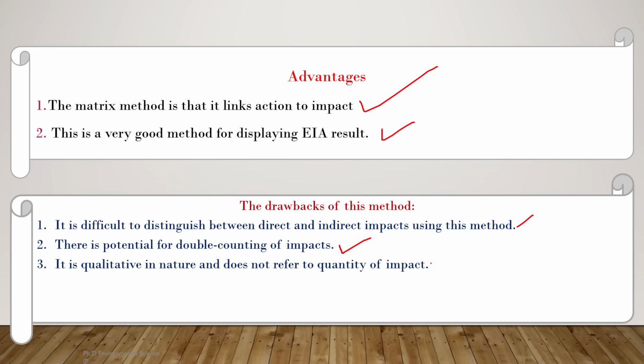The matrix method is primarily qualitative, focusing on descriptive assessments rather than precise measurements. It does not provide detailed quantitative data on the extent, duration, or intensity of the impacts. For example, an impact might be described as high, but this does not convey specific information about the increase in pollutant levels or the exact area of habitat affected.